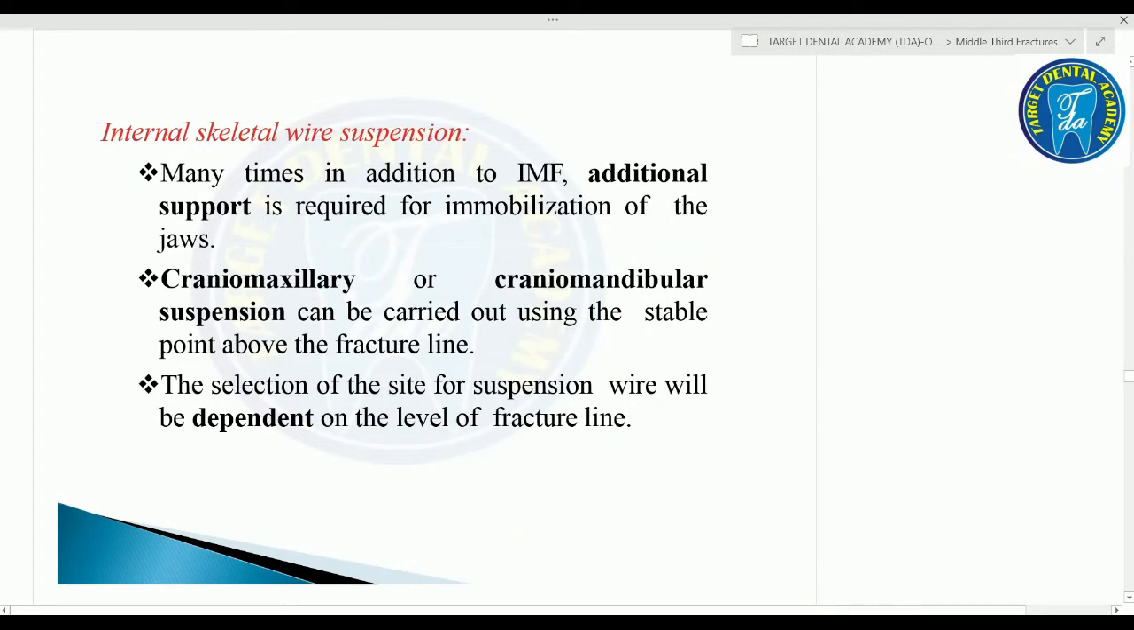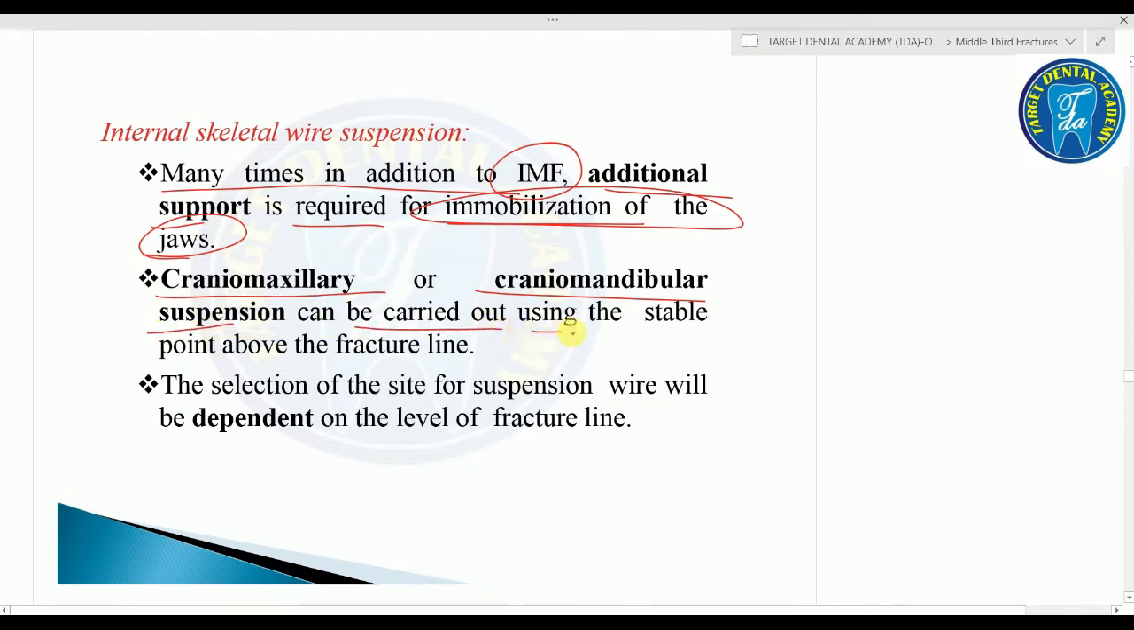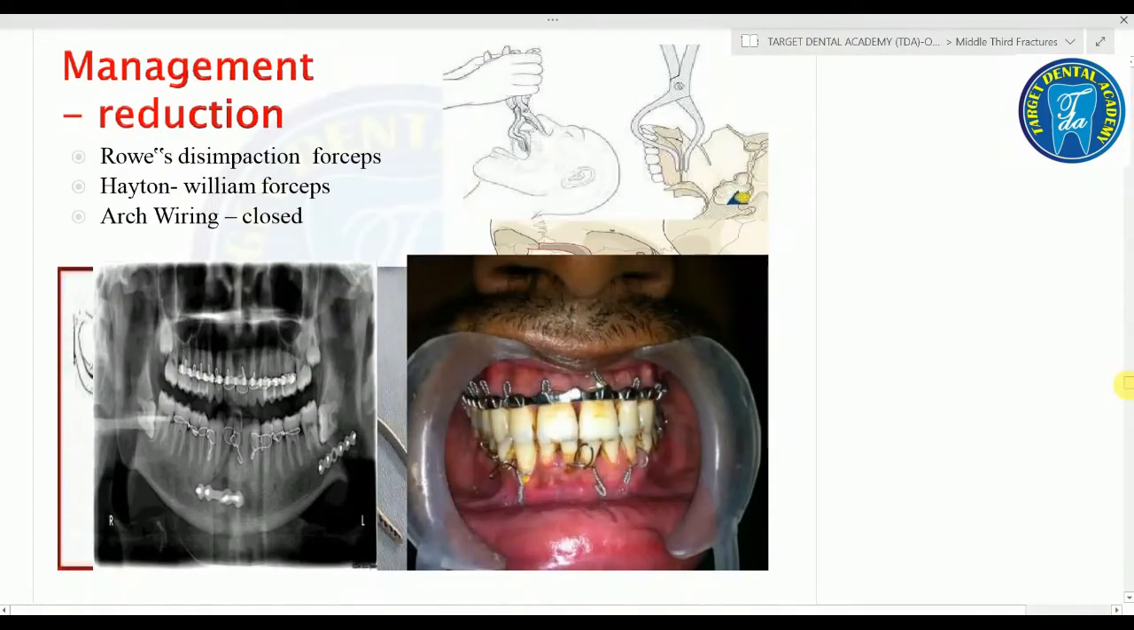Internal skeletal wire suspension. Many times, in addition to the intermaxillary fixation, additional support is required for the immobilization of the jaws. In that case, the craniomaxillary and the craniomandibular suspension can be carried out using a stable point above the fracture line. So the selection of the site of the suspension wire will depend on the level of the fracture line. This we have already discussed.